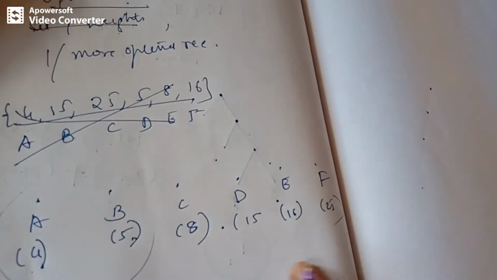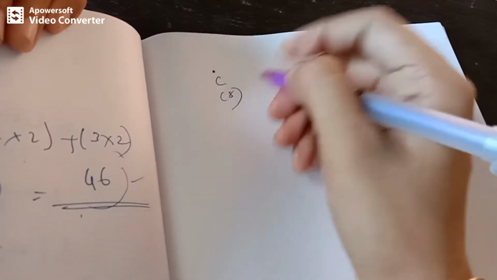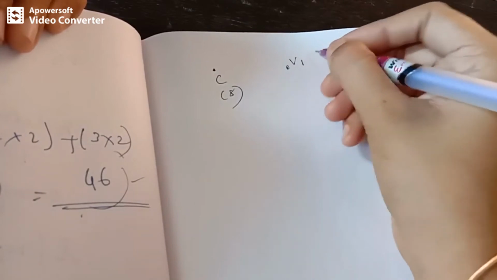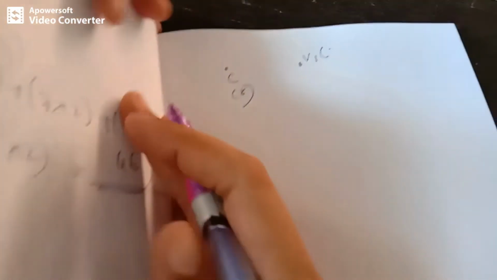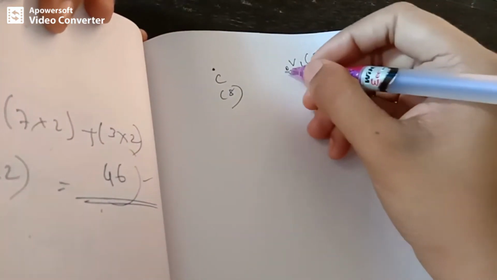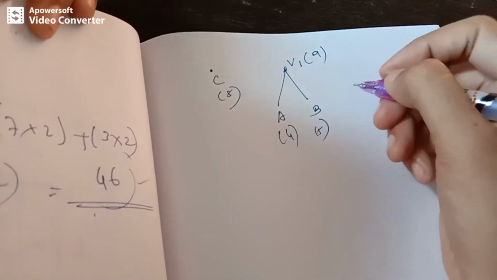Okay, so what will be the next level? In the next level, you are going to represent these 8, C8, and then we'll have a vertex V1, let's say V1, whose weight is the sum of these two weights, that is 9. So I'll be representing here 9, which has got A and B, whose weights are 4 and 5.